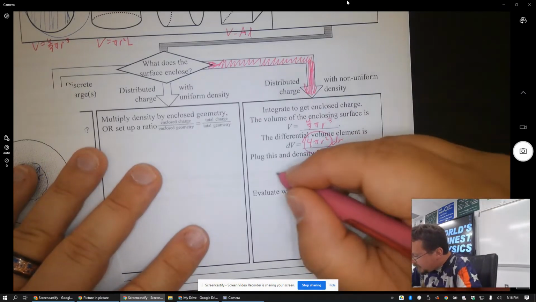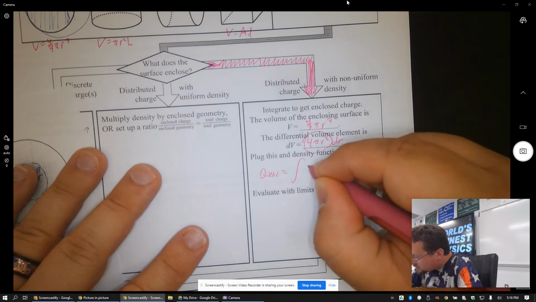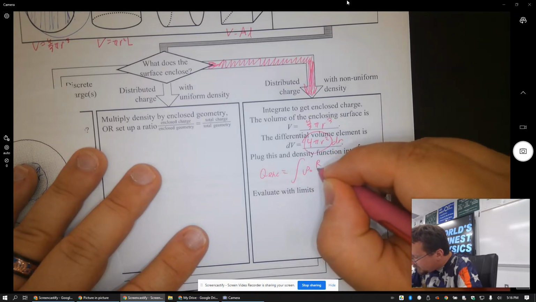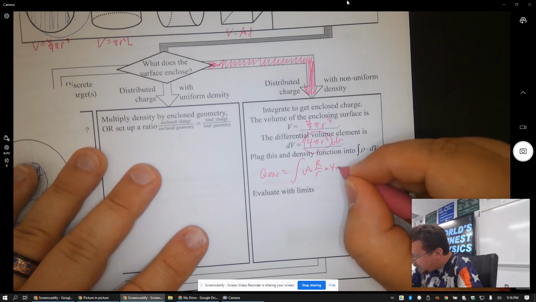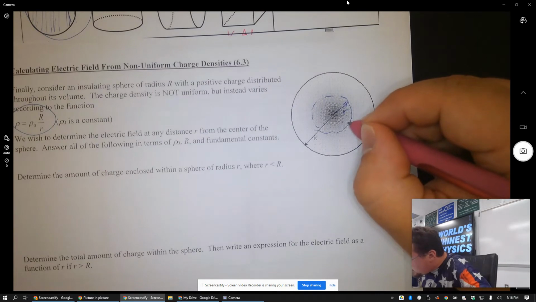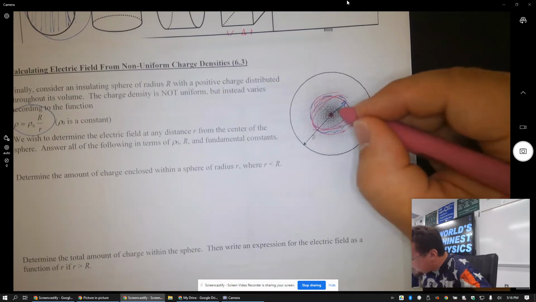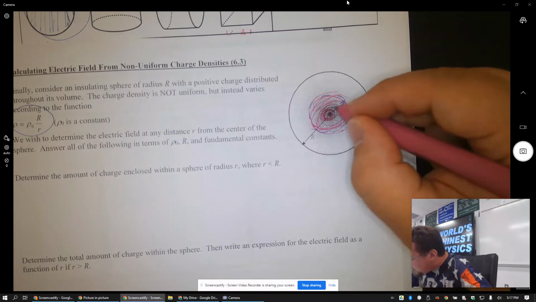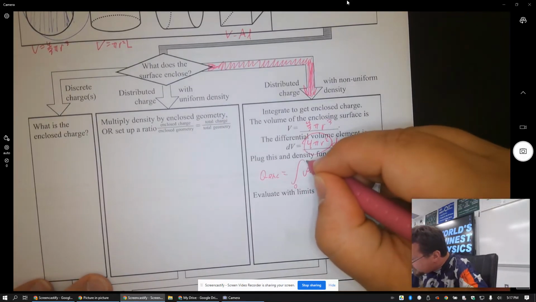So Q enclosed is going to be the integral of rho, which was rho naught, a constant, big R over little r, times the dV, which is up here, 4 pi r squared dr. And I need to integrate from here all the way out to here. This is what I'm integrating, right? I'm integrating all these spheres. So I'm going to integrate from 0 to little r.